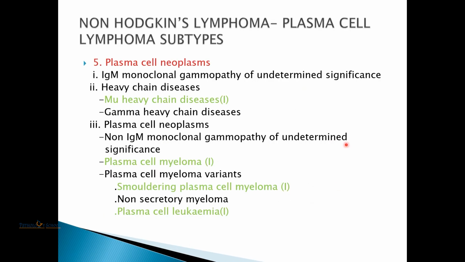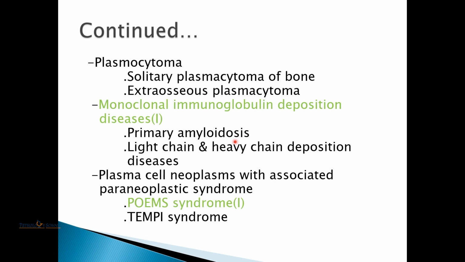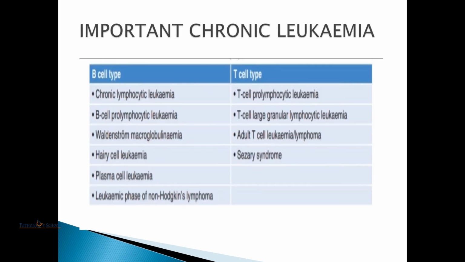Now coming to plasma cell lymphoma. Although these are included under B cell lymphomas, I have mentioned it separately since it also contains important subcategories like mu heavy chain disease, plasma cell myeloma, and under plasma cell myeloma variants, there are two important subcategories, smoldering plasma cell myeloma and plasma cell leukemia. Monoclonal immunoglobulin deposition disease, and under plasma cell neoplasm with associated paraneoplastic syndrome, POEMS syndrome is important.